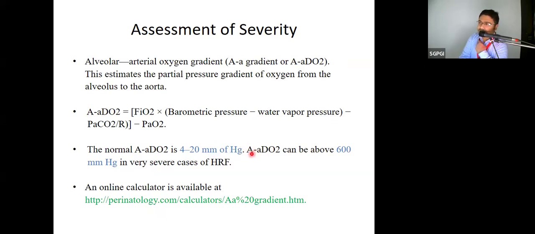We have an online calculator, which is available on the perinatology.com site. I think while assessing PPHN, we should also side by side score the severity, because that will in turn guide you to the treatment at that point of time.